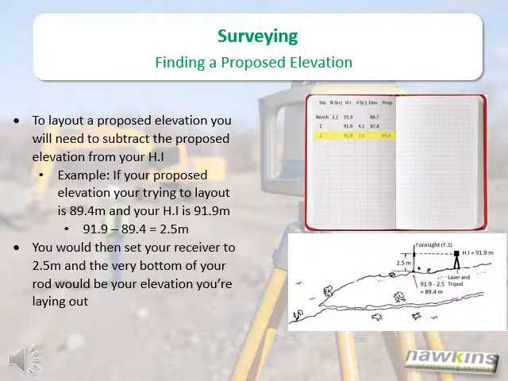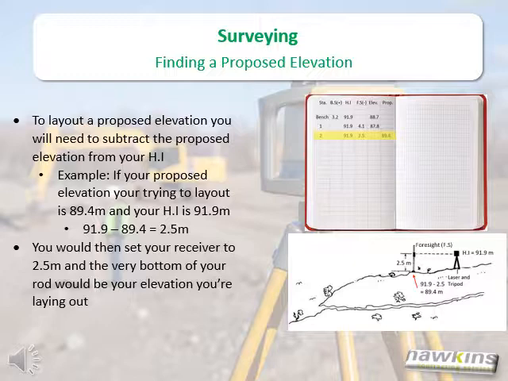Finding a proposed elevation. To lay out a proposed elevation, you will need to subtract the proposed elevation from your HI. For example, if your proposed elevation you're trying to lay out is 89.4 meters and your HI is 91.9 meters, you would go 91.9 meters subtract 89.4 meters, which would give you 2.5 meters.